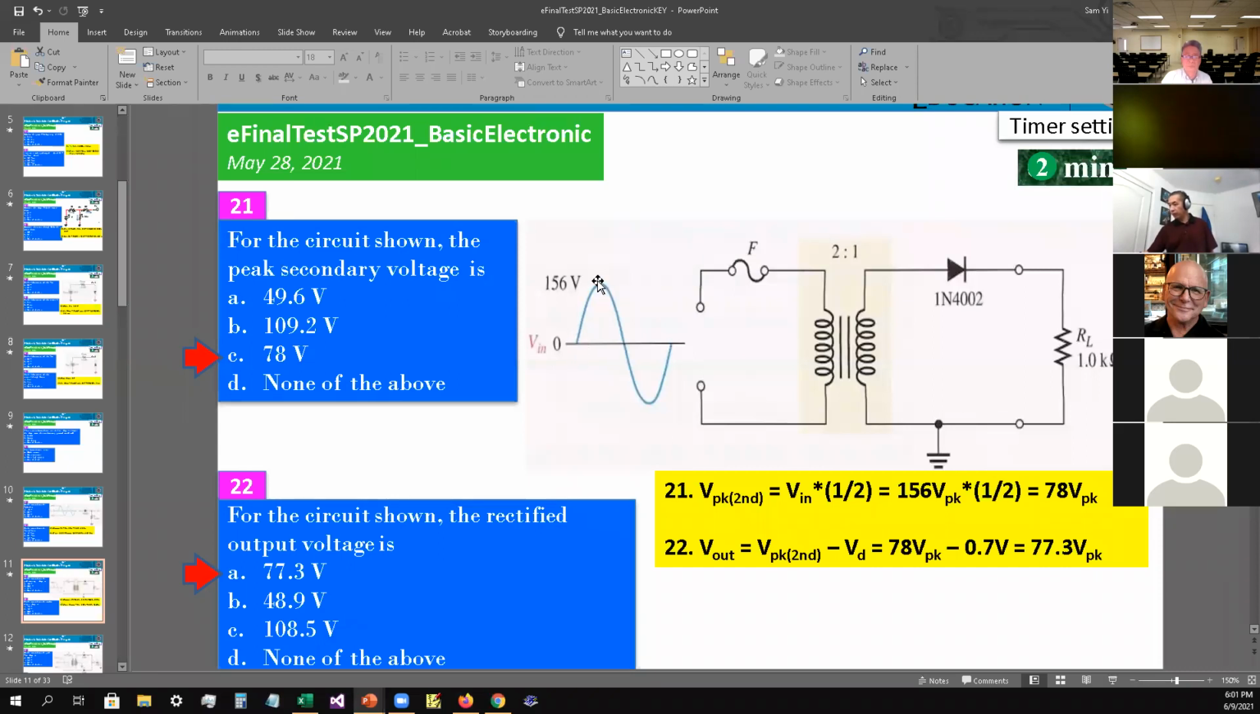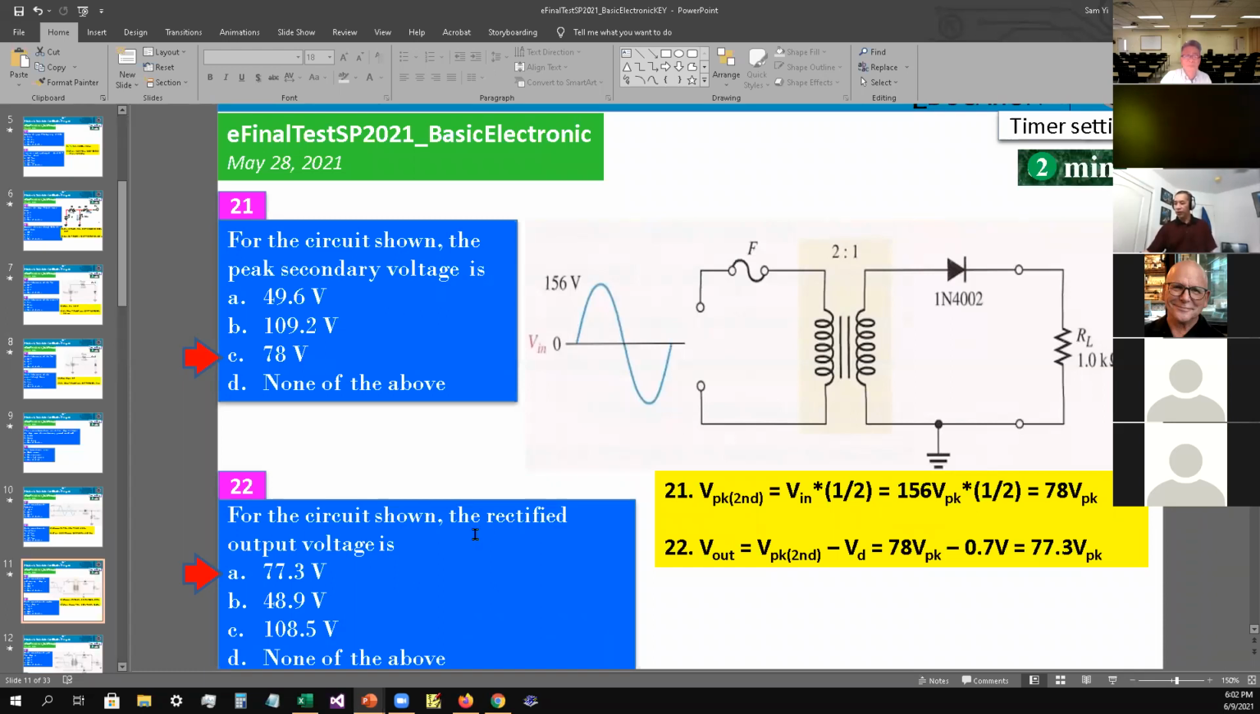So this one looks like 156 here and then 156 going down. We want to multiply against the turn ratio. So it's 156 volt peak times 1/2, that's 78 volts. So it's a step down transformer. You have 156 on this side and 78 on this side. So the answer is C as in cat for number 21.